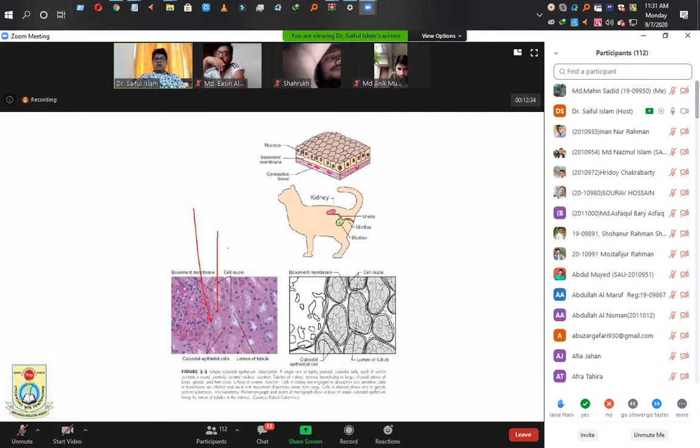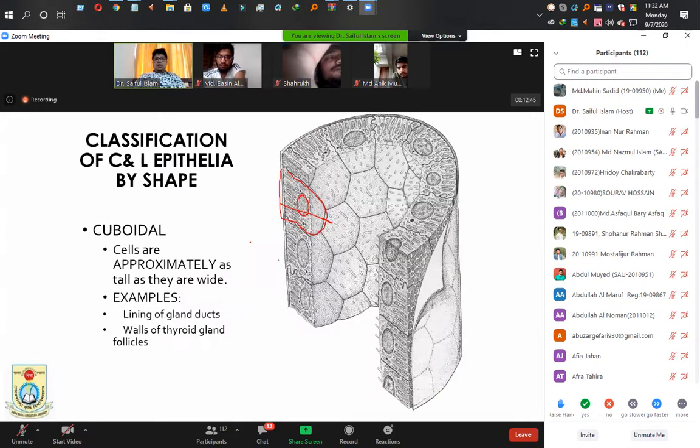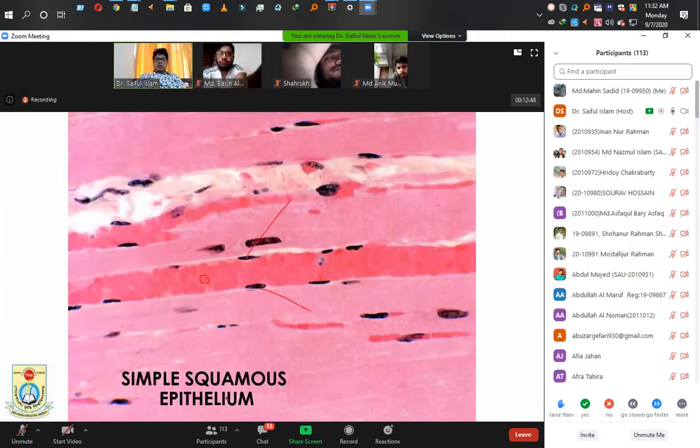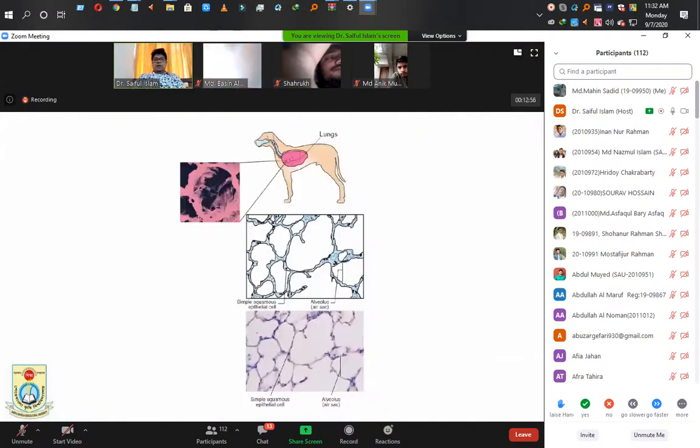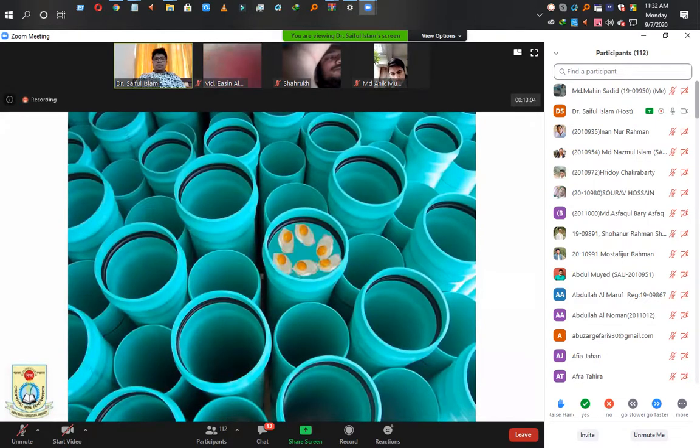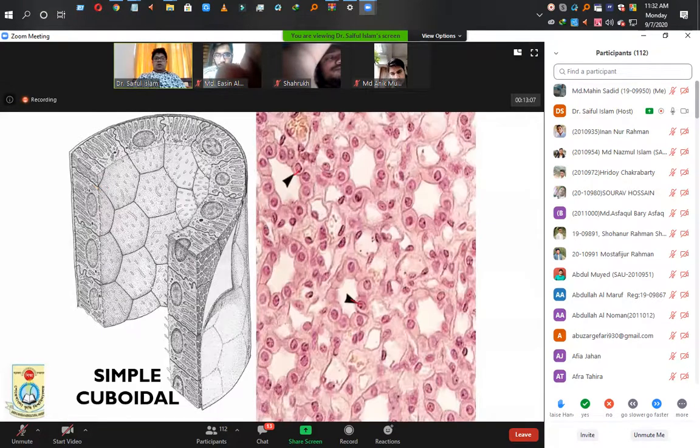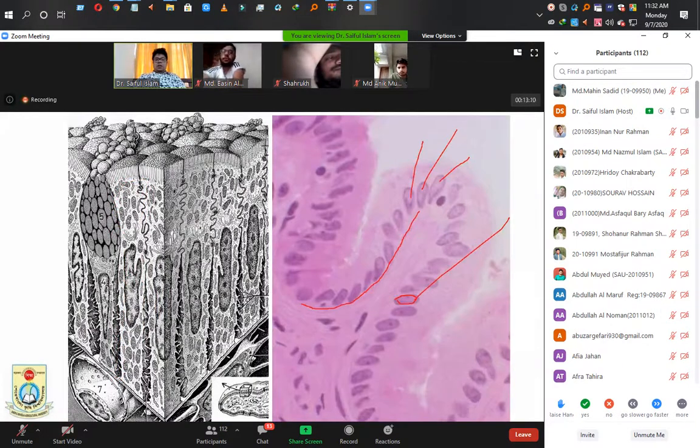And here the simple cuboidal. The simple cuboidal looks like this, and under the light microscope you will find it like this. And squamous, you will see the squamous like this, a flat epithelium. And here is also simple squamous, very flat, very thin epithelium. So this is all about the classification of the simple. Now we'll proceed to stratified.